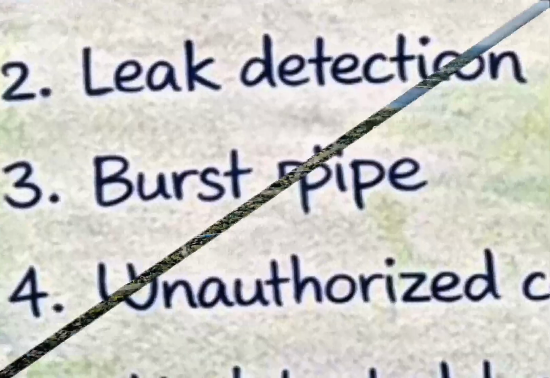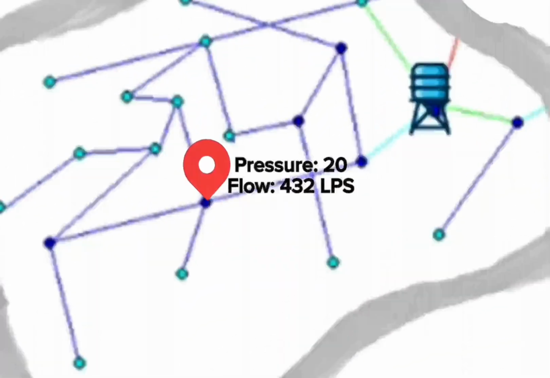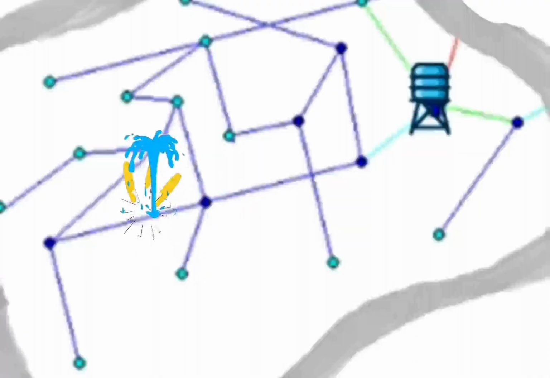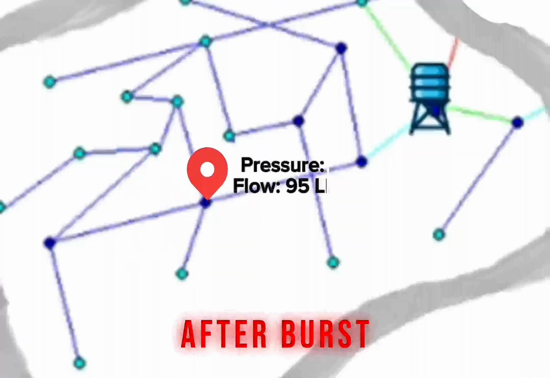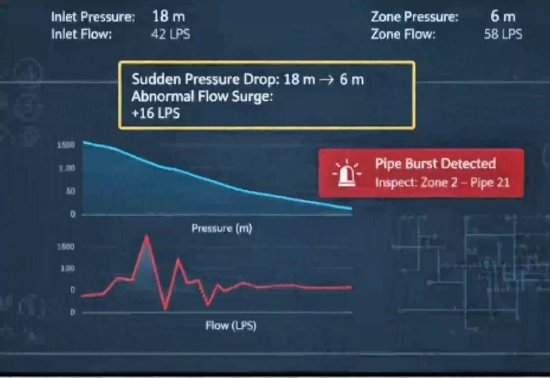Next we examine burst pipe detection. Consider zone 2. Initially, the node records a pressure of 20 meters and a flow of 432 liters per second. Following the disturbance, pressure collapses to 4 meters and flow reduces drastically to 95 liters per second. The system detects two simultaneous anomalies, a sudden and severe pressure drop combined with an abnormal flow disturbance. When both conditions occur within a short time interval, the event is classified as a probable pipe burst. Then the dashboard generates a high priority notification: pipe burst suspected in zone 2.